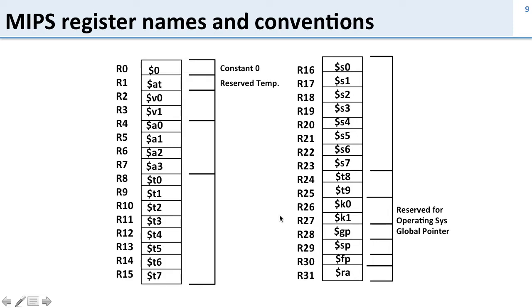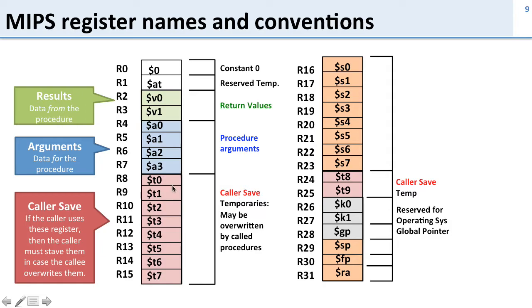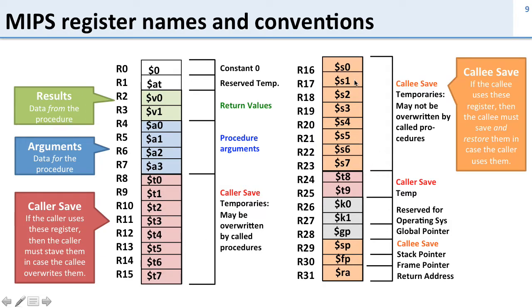Before we do that, let's review the MIPS register conventions. The results are put in the return values here, V0 and V1, from a procedure. A0 to A3 are the arguments. This is the data that goes into the procedure. And then the rest of the registers are divided up between caller save, so these are registers that have to be saved by the caller if it uses them, and callee save. These are registers that are saved by the procedure that's being called if it uses them. So let's see how we go ahead and apply this.